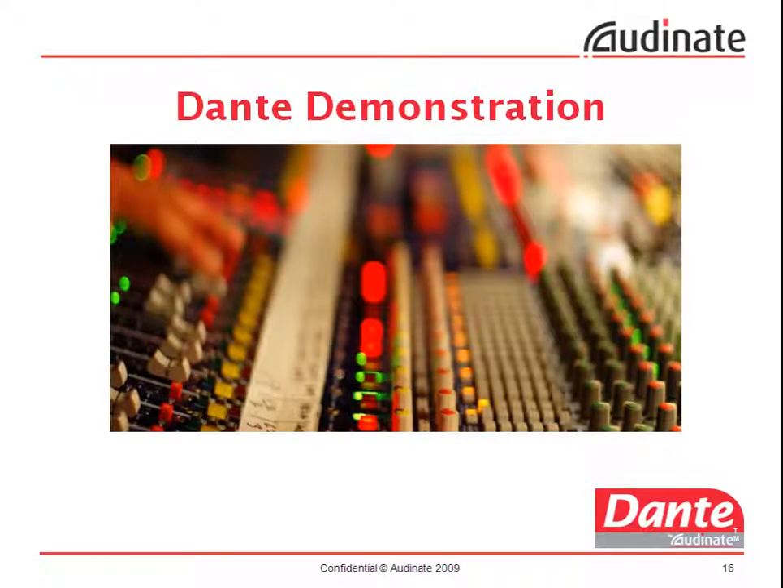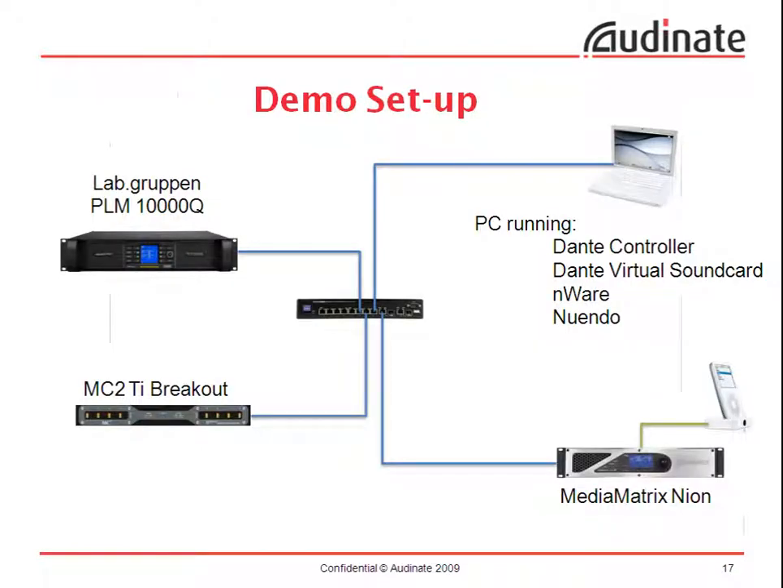So now we're going to move into a demonstration of Dante in a practical network. We have a demo set up here in the lab, and we're using a Media Matrix Neon on the network as a Dante input device, a Lab Gruppen PLM 10000Q as an output, and also an MC squared TI breakout box in the bottom left corner, again as another output device. We also have a PC running on the network that is running Dante Controller to make all the connections.